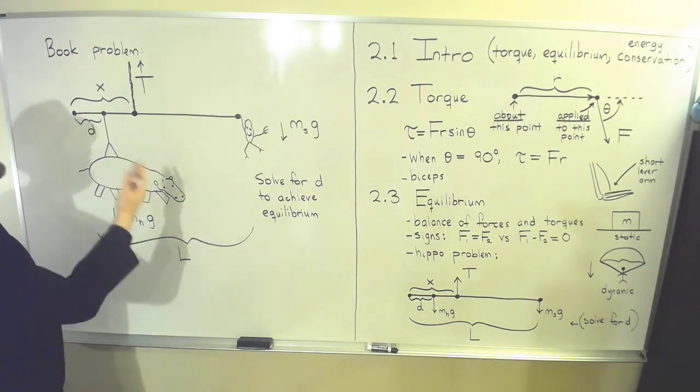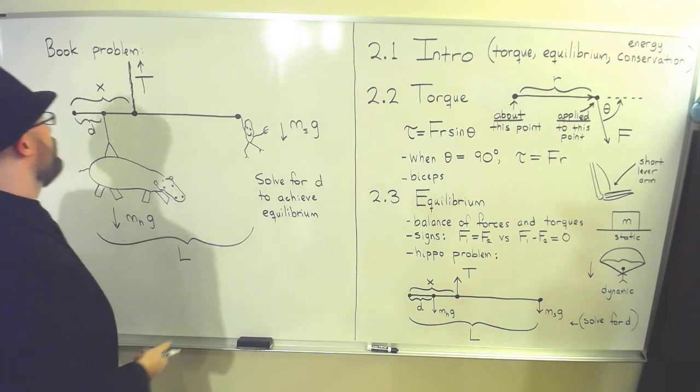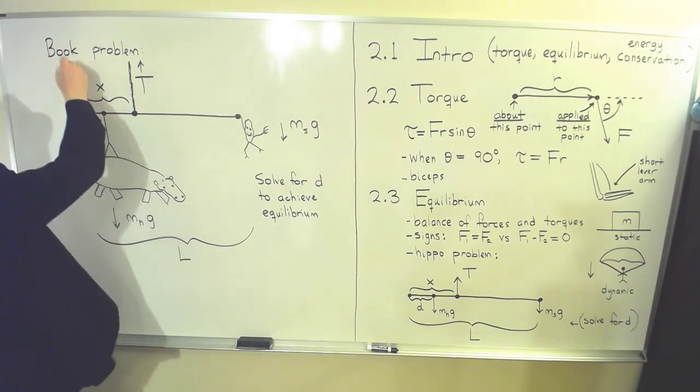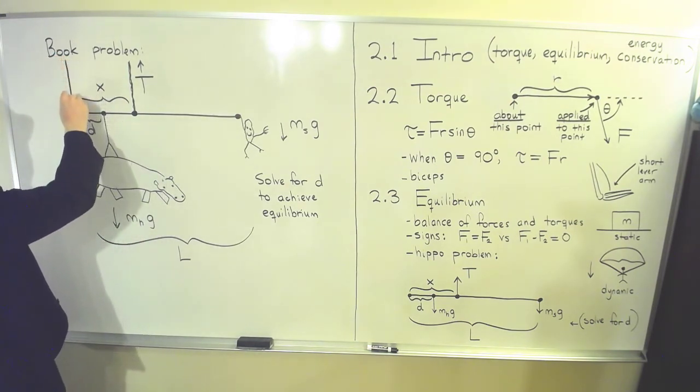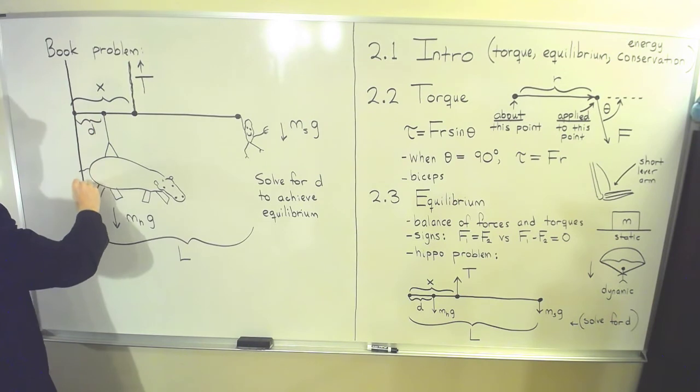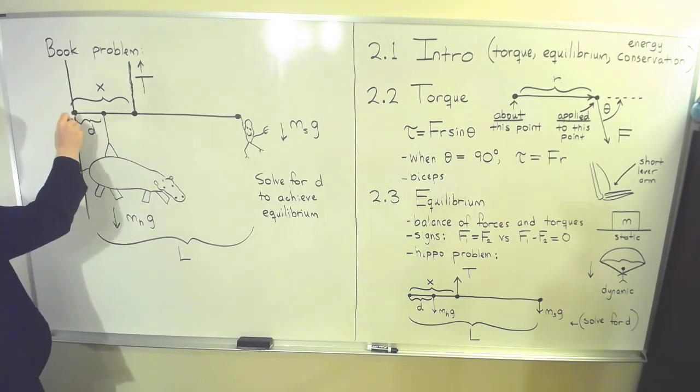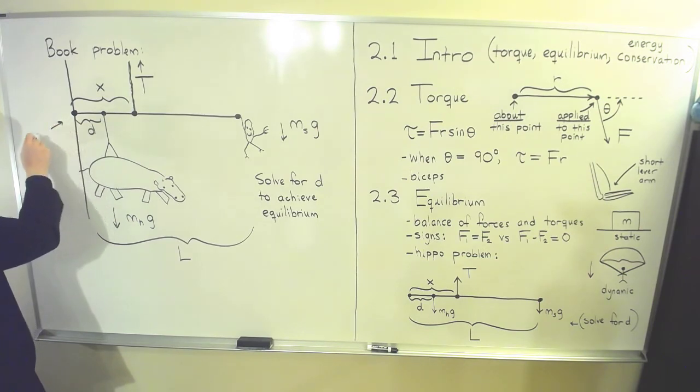Now, I've used up all my space here, so to write equations, I'm going to have to erase stuff. But before I erase stuff, I'm going to show you the choices that are made in the book, and these are decent choices in terms of coordinate system. So I could have this point be 0, so this here is going to be the fulcrum.